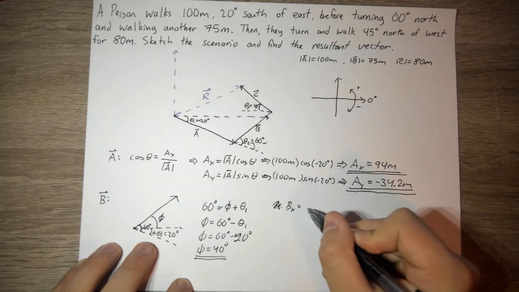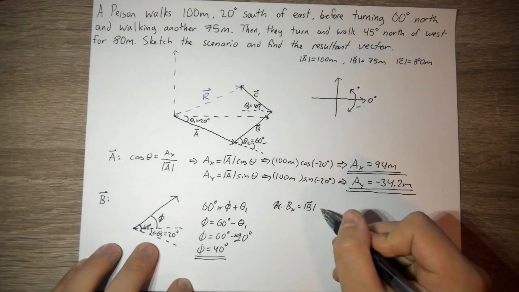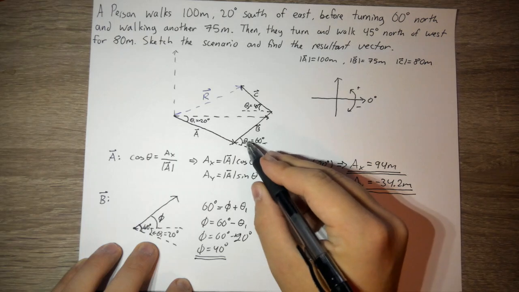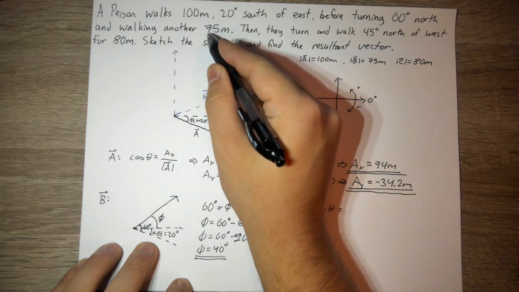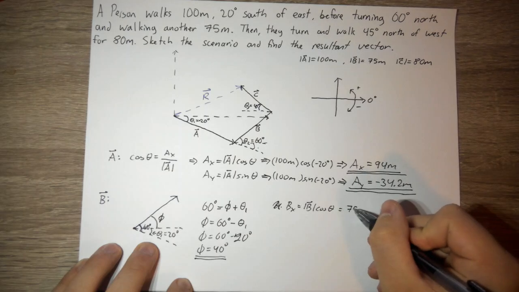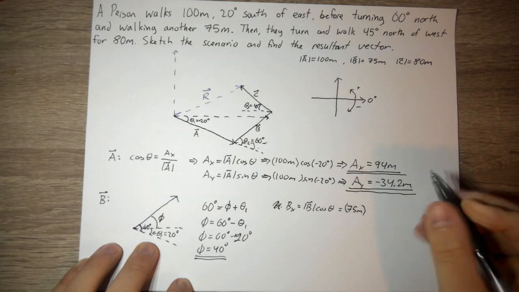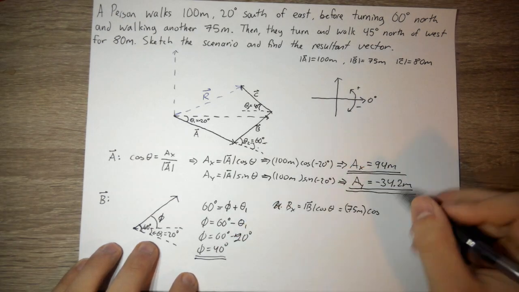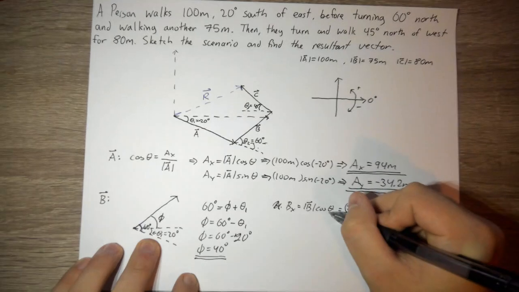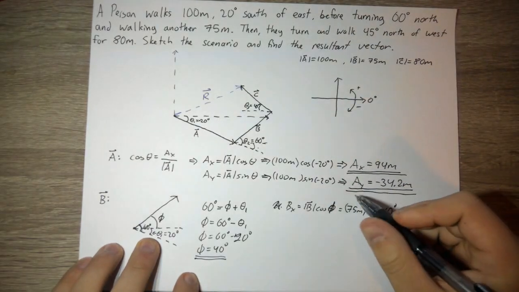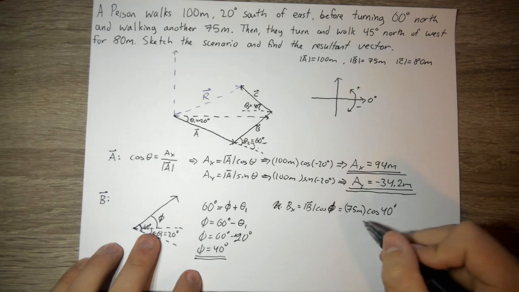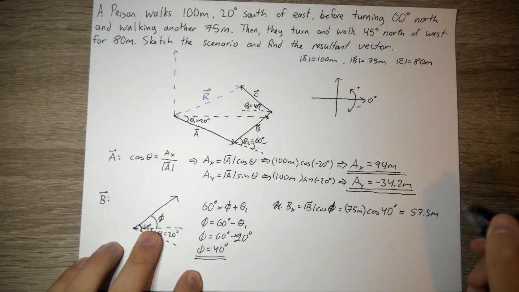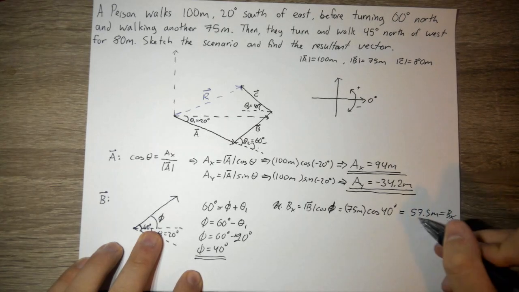Bx is B magnitude cos theta, which is the magnitude of B. He's walking 75 meters, so 75 meters times cosine of 40 now, and this should be phi. And that gives us 57.5 meters equals Bx.